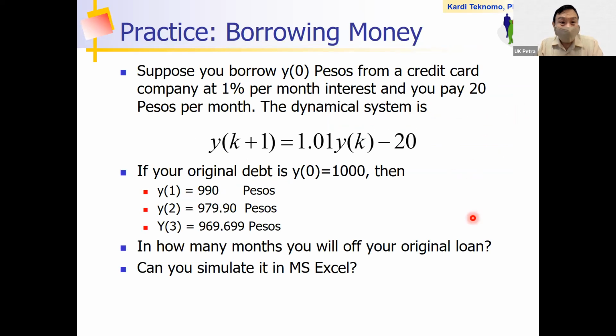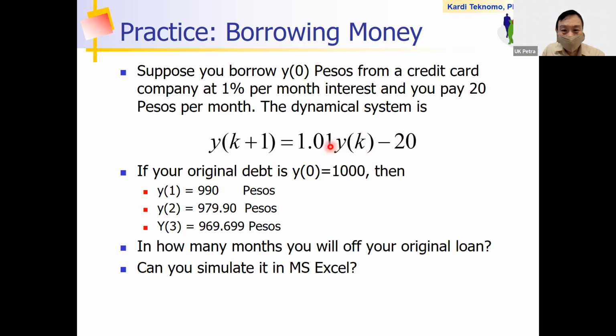So, okay, let's practice. Suppose you borrow money now from a credit card company. 1% per month interest, and you pay 20 every month. 1 peso is about 300 rupiah, so you know it's not that much, but let's try. The nominal is not really important. I want to show you the behavior. Okay, so Y0 is 1000, right? So you have the dynamical system.